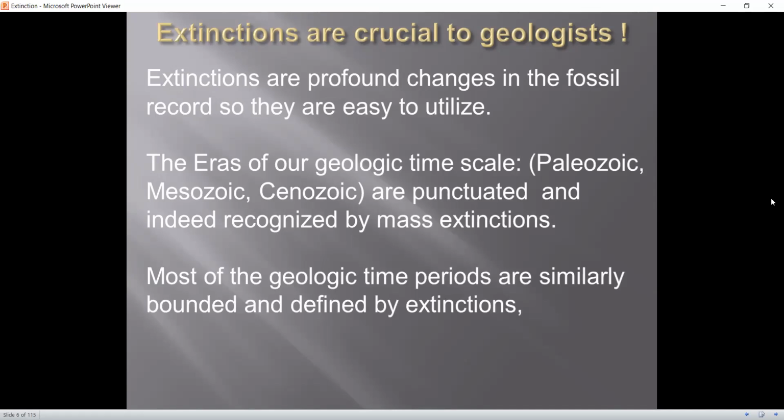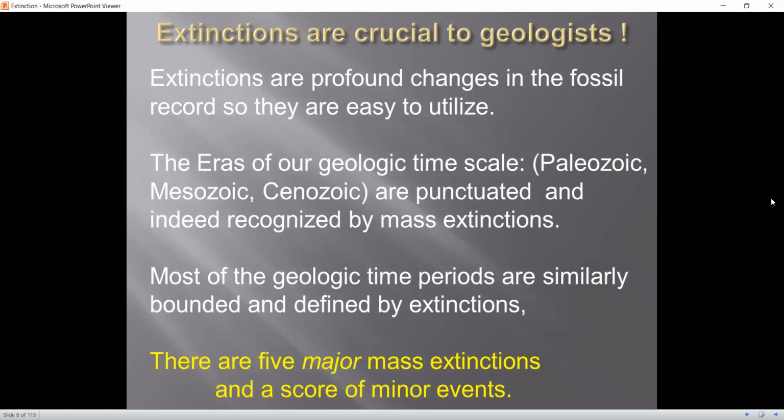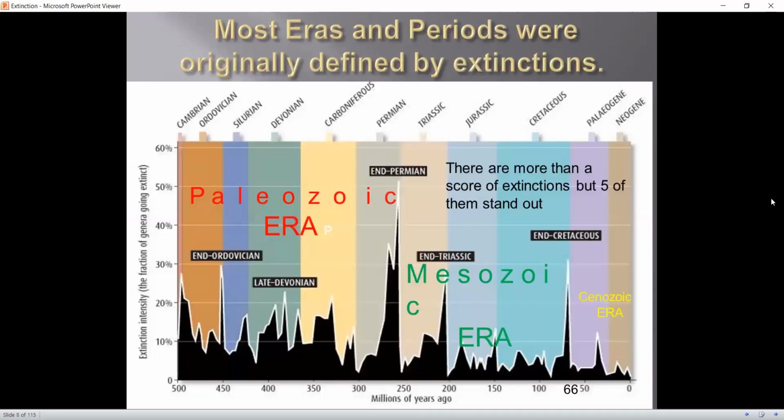In a finer sense, most of the geologic time periods in the Paleozoic, Mesozoic, even the Cenozoic, were originally defined by extinctions. Now we define them with absolute time. But we only have 5 major extinctions. I'll show you, there's maybe 20 or so that are common, but there's 5 major extinctions and about a score of minor extinctions.